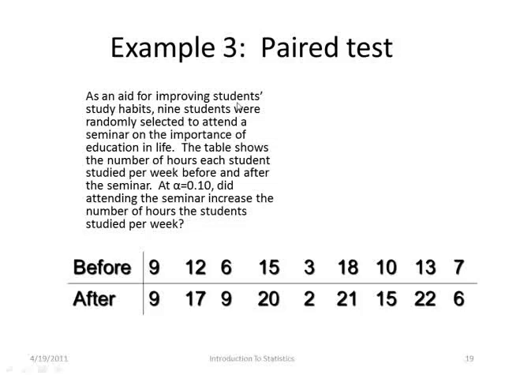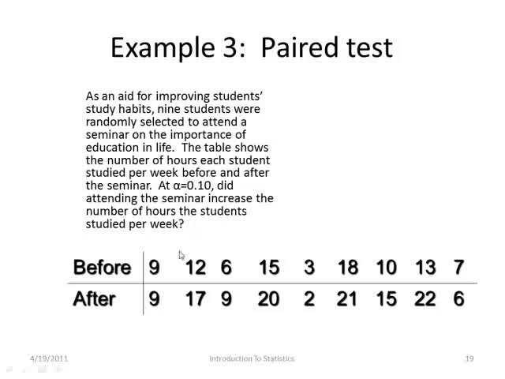So as an aid for improving student study habits, 9 students were randomly selected to attend a seminar on the importance of education in life. The table shows the number of hours each student studied per week before and after the seminar. So at alpha equals 0.1, did attending the seminar increase the number of hours the students studied each week?